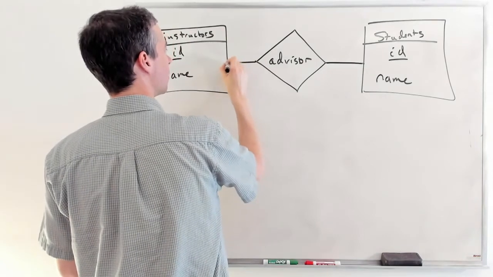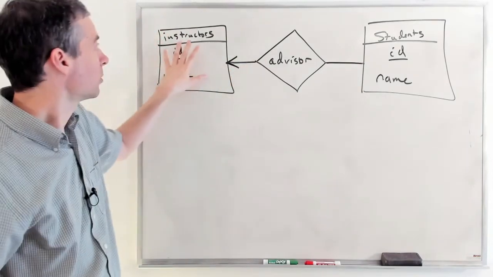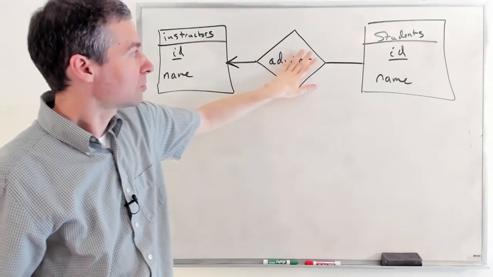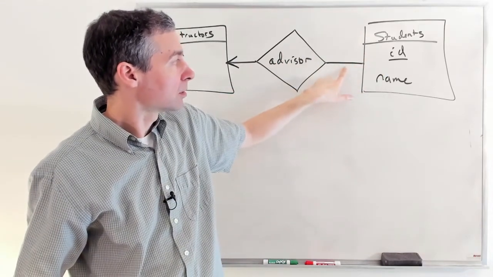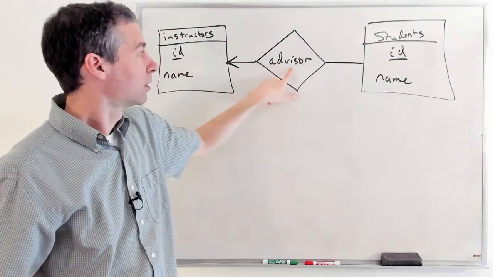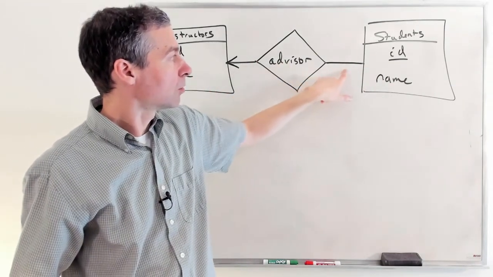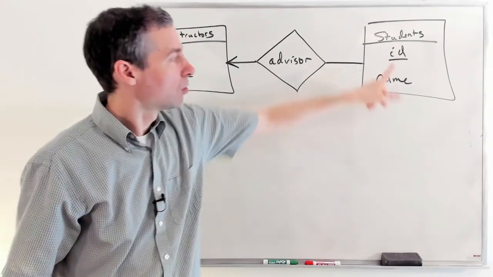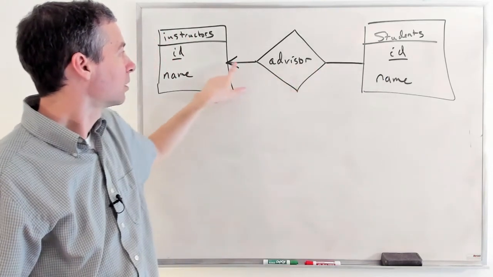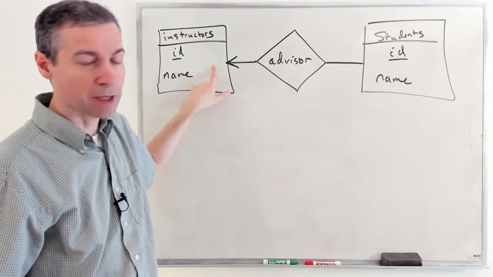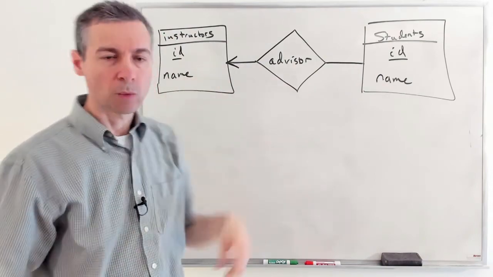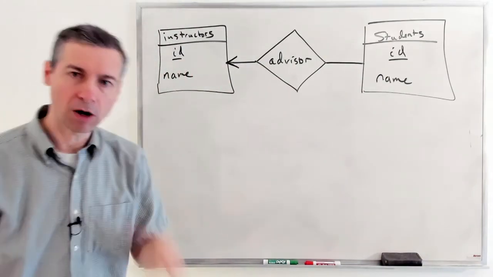So let's remember how we read this now. If we take one instructor, they are related to 0 or more students. So an instructor advises 0 or more students. A student has an advisor, only one, but at most one. So a student has at most one advisor. Why do we not say that they all have an advisor?